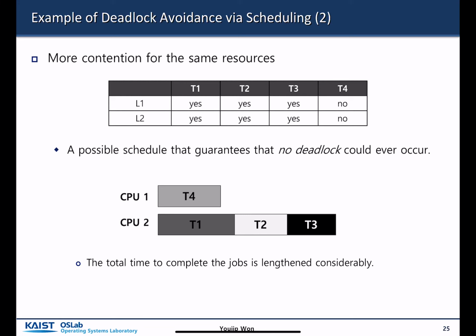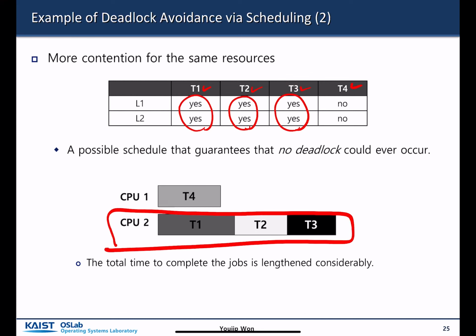There can be more contention on the resources. For example, in the same scenario, there are 4 threads: thread 1, thread 2, thread 3, and thread 4. And threads 1, 2, 3 acquire both lock 1 and lock 2. Then a possible schedule that guarantees that no deadlock could occur is to allocate threads 1, 2, 3 to the same CPU. But it may result in underutilization of the CPU, so the total time to complete the jobs is lengthened considerably.